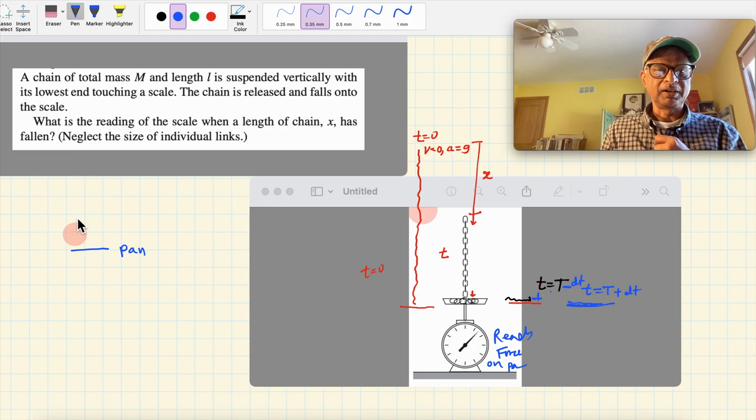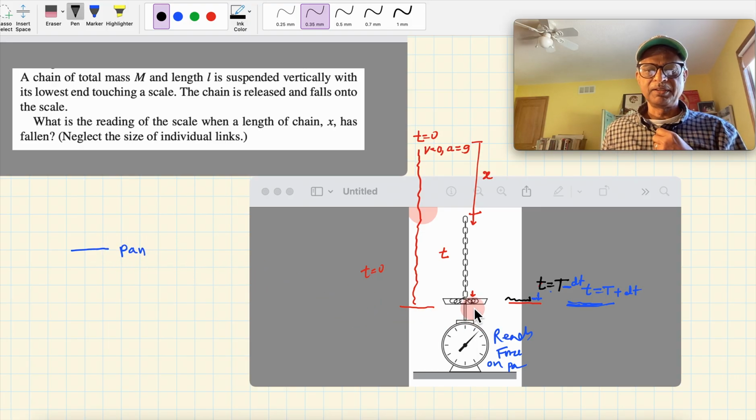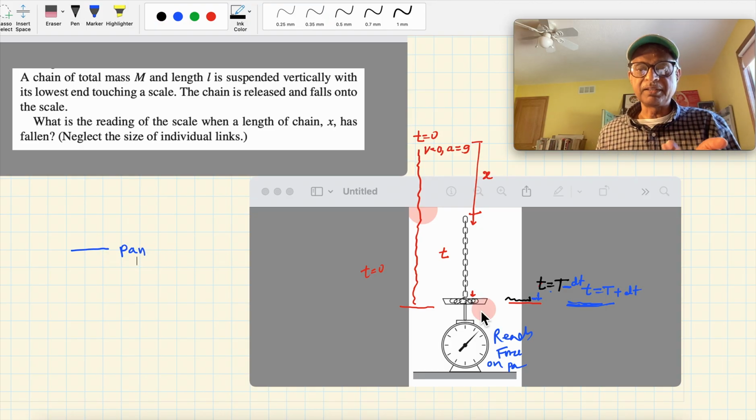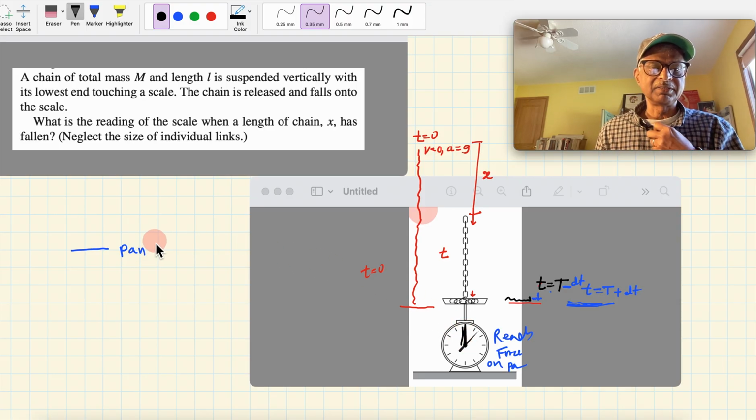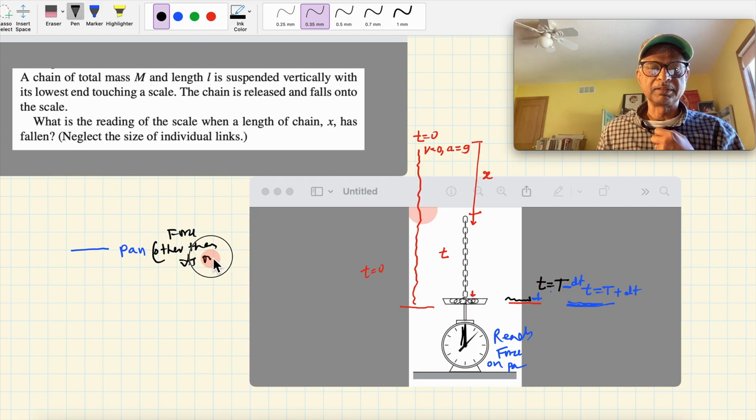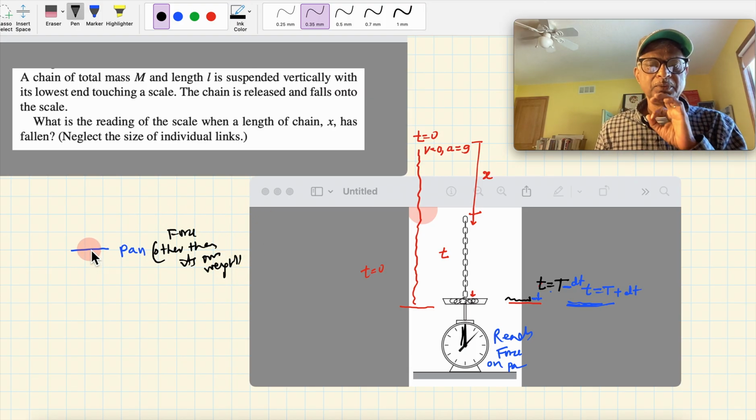So what are the forces on the pan? Well, of course, supposedly you have tared it, so the pan's weight is already zeroed out. So for the pan, we want a force other than its own weight. So that's one force. We can ignore that force. So the only force is going to come from the chain. So you'll have some amount of chain.